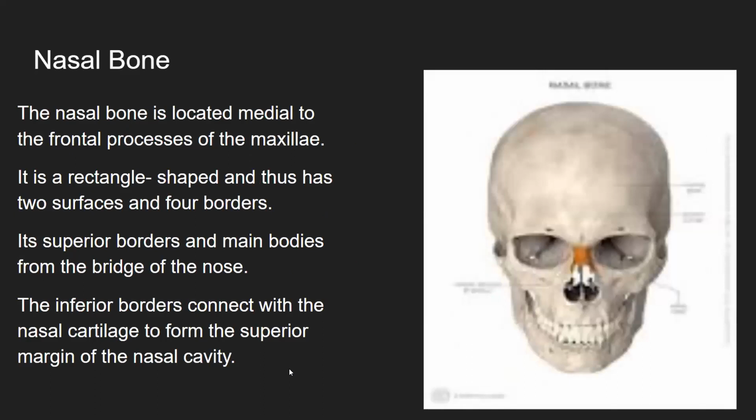So onto the nasal bone. The nasal bone is located medial to the frontal processes of the maxilla. It is rectangle shaped and thus has two surfaces and four borders. Its superior borders and main bodies form the bridge of the nose. The inferior borders connect with the nasal cartilage to form the superior margin of the nasal cavity.